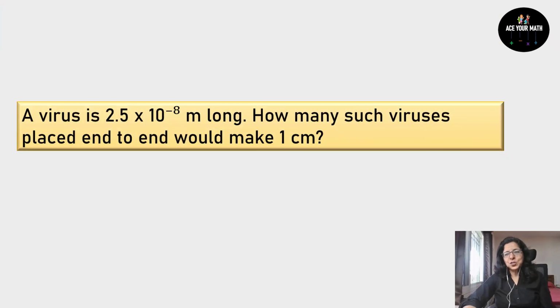See one more question which you can try now. A virus is 2.5 times 10 raised to the power minus 8 meter long. How many such viruses placed end to end would make 1 centimeter? So the first thing is always make unit same and then try to attempt this question. I shall be covering more such questions in my next video on powers and exponents only.